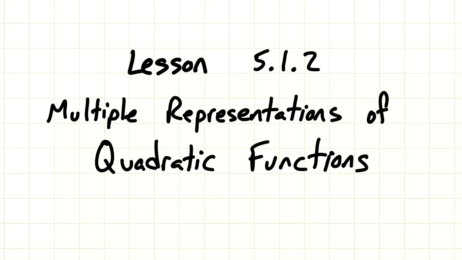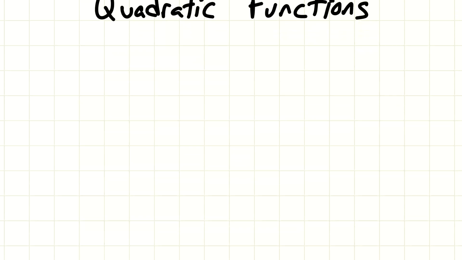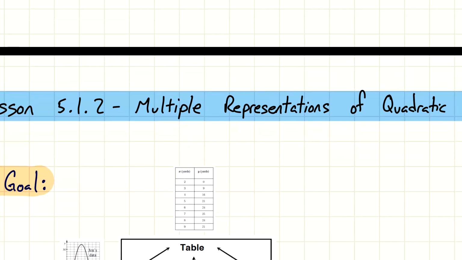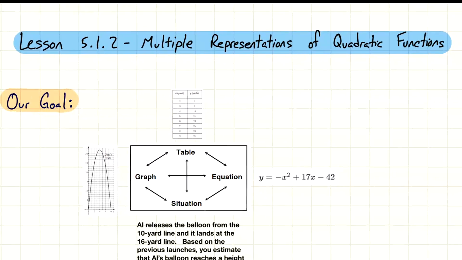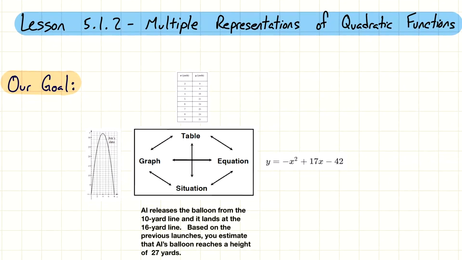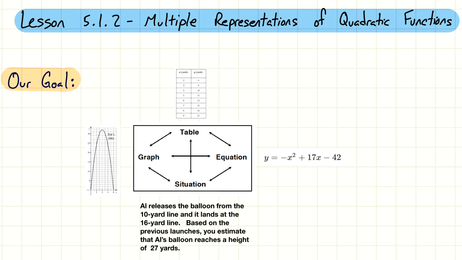Hey everyone, this is lesson 512, multiple representations of quadratic functions. This is a continuation of most of the chapter on quadratic functions. This lesson actually kind of summarizes a lot of what we're going to be doing for the rest of the chapter, and it carries over into other chapters later in the book and even into the next course.